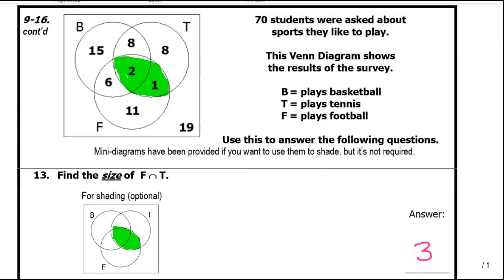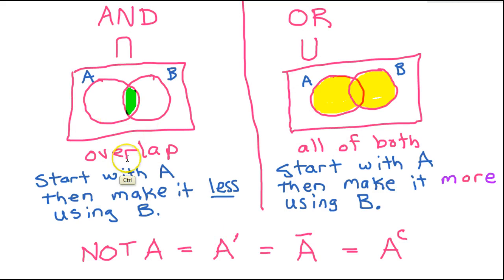Okay, there's something else that I sometimes like to do, just another way of thinking about it. If I have A and B, I start with A, and then I make it less using B. If I have A or B, I start with A and I make it more using B. So and is less, or is more.